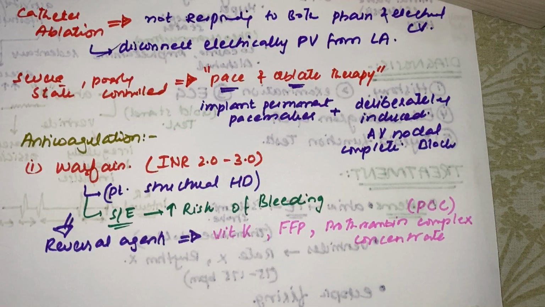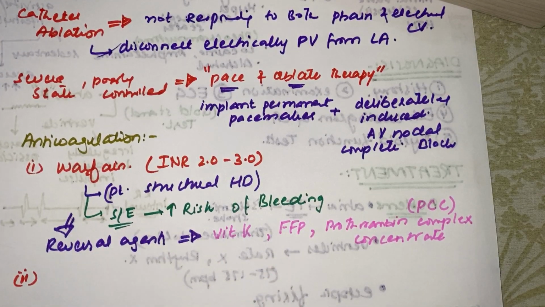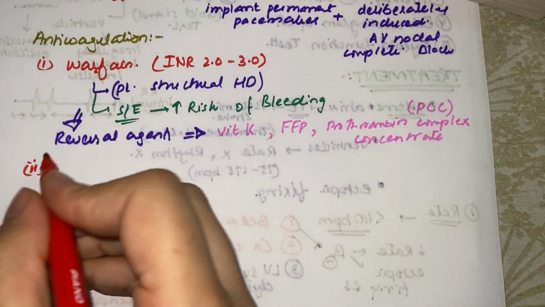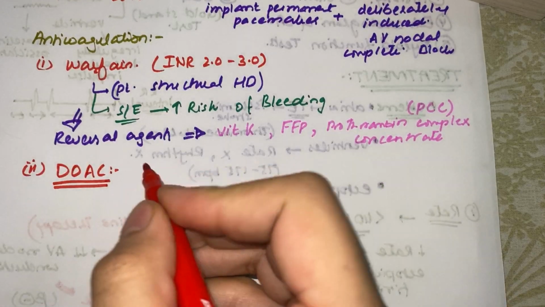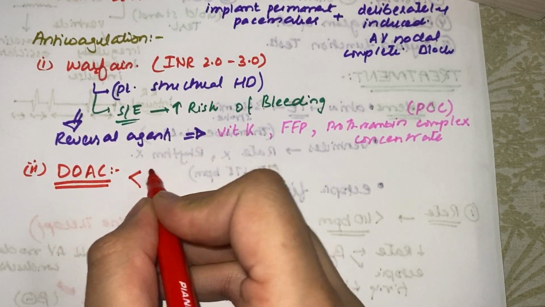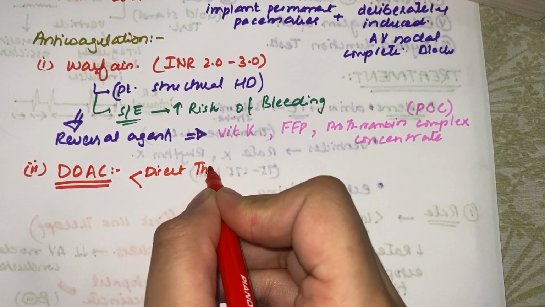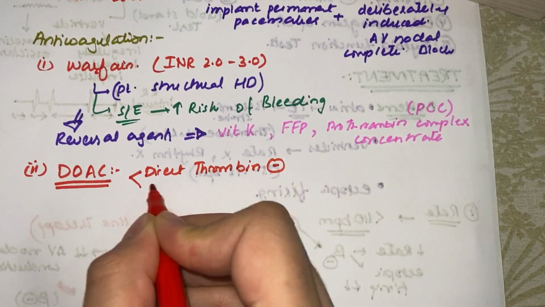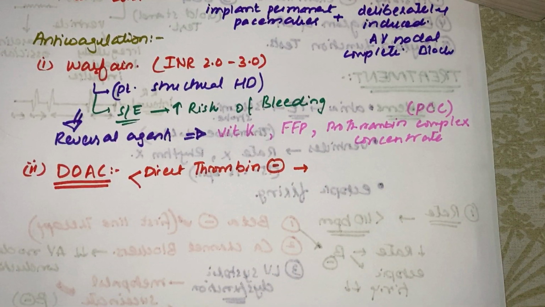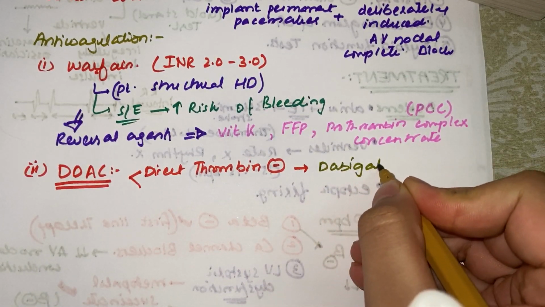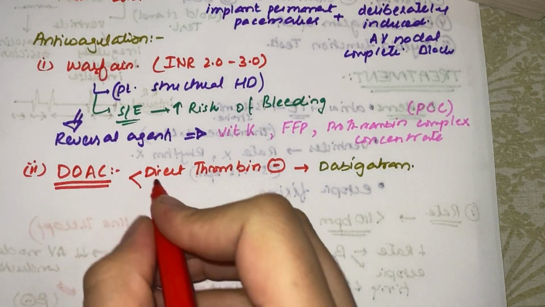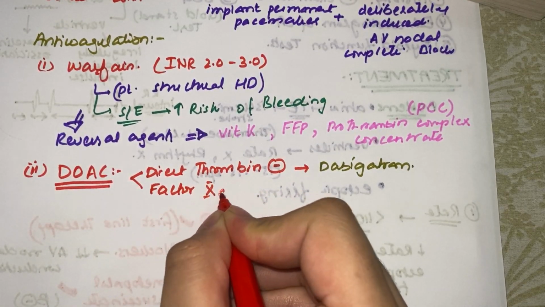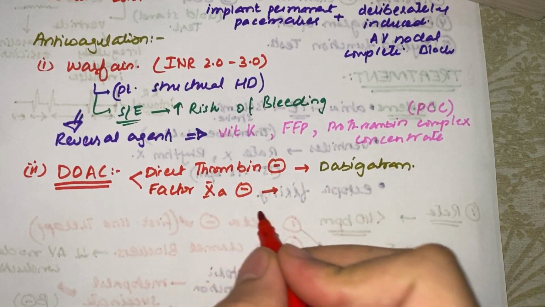Now the drugs which are preferred for anticoagulation nowadays are direct acting oral anticoagulants, DOACs. DOACs are basically a set of drugs which include two major groups. The first are direct thrombin inhibitors, which include dabigatran, the gatrons. And the second group included in this set are the factor 10A inhibitors. I remember these by the BAN family.